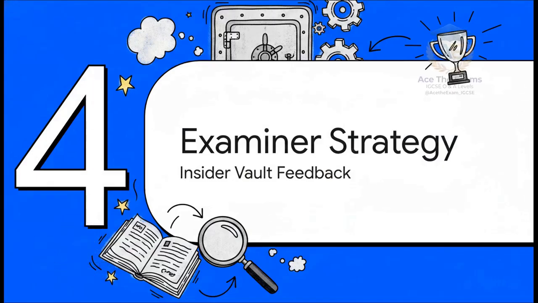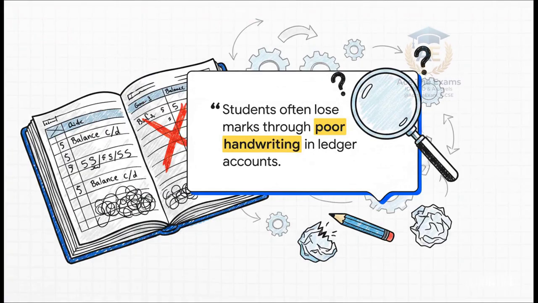Which brings us to our final part, Section 4, Examiner Secrets and Strategy. Welcome to the Insider Vault. This is where we share unfiltered feedback directly from recent principal grading cycles. And I need to issue a really stark warning right now about a painfully simple error. In our recent principal examiner reports, we actually wrote, students often lose marks through poor handwriting in ledger accounts.